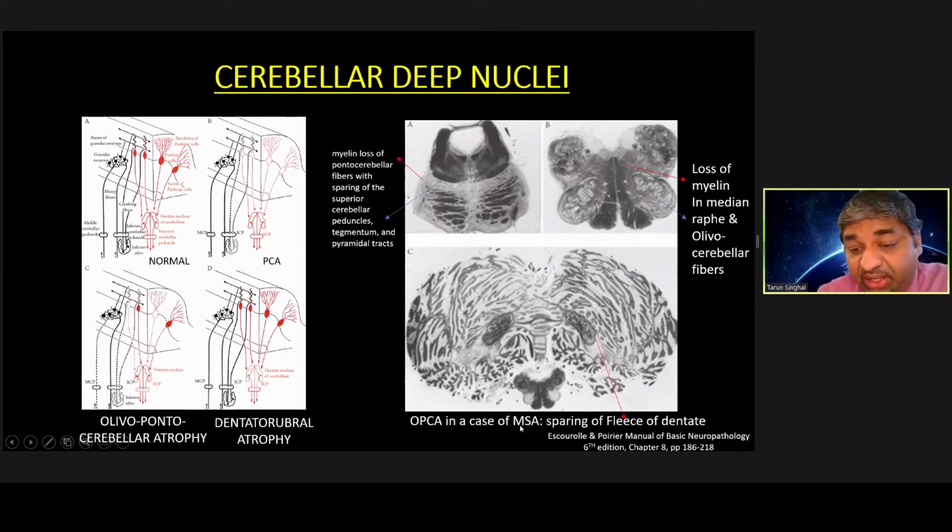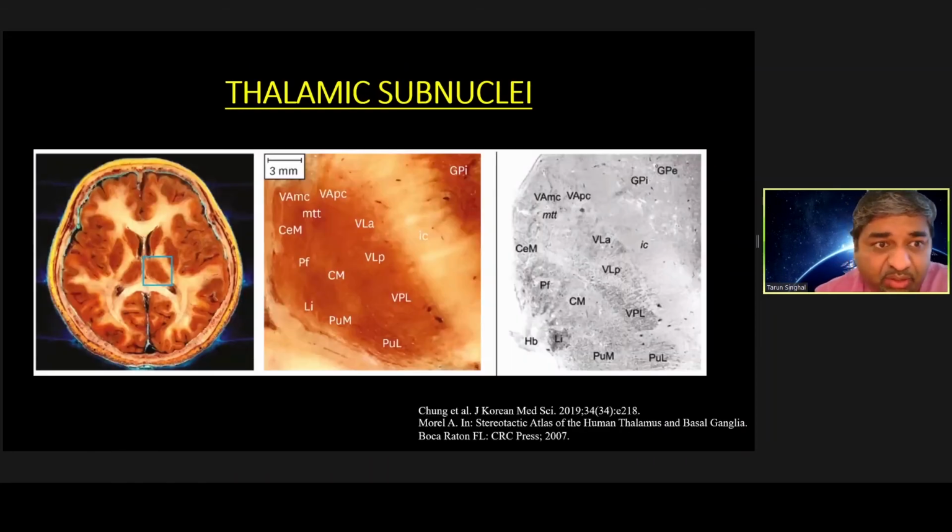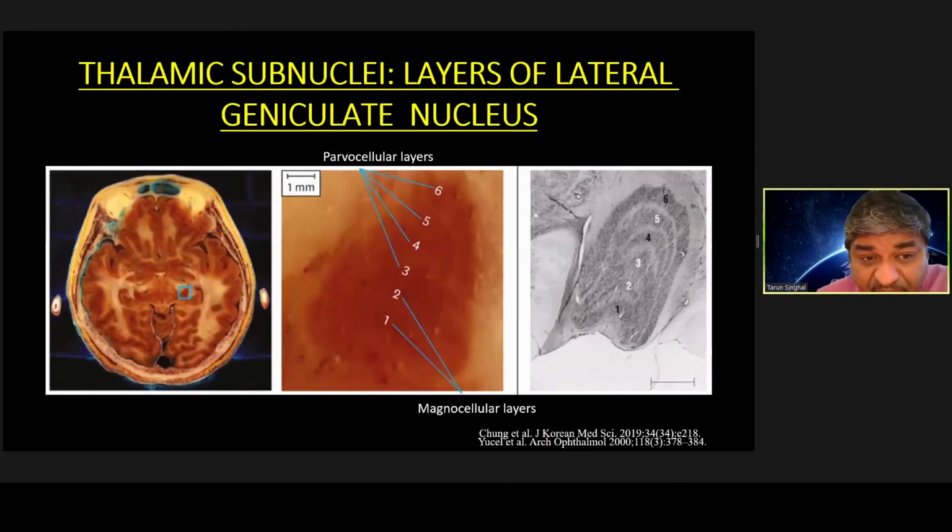For example, olivopontocerebellar atrophy here in the case of MSA spares the so-called fleece of the dentate nucleus in the cerebellum. And there is selective involvement of different parts of the brainstem and the pontocerebellar peduncle, the middle cerebellar peduncle, in this condition. The thalamic subnuclei also play a key role in different diseases in a disease-specific manner.